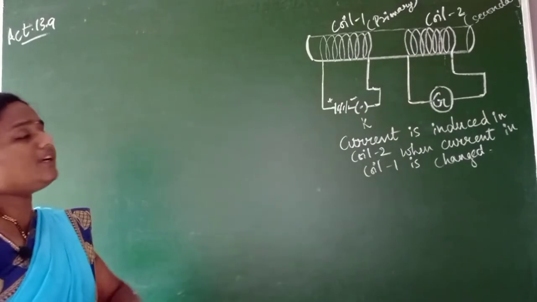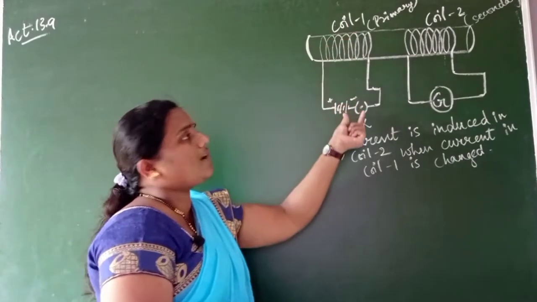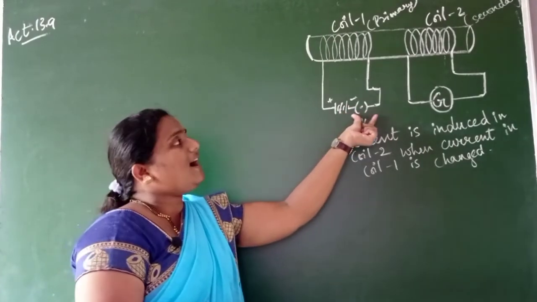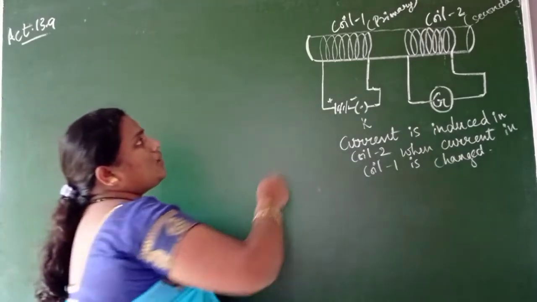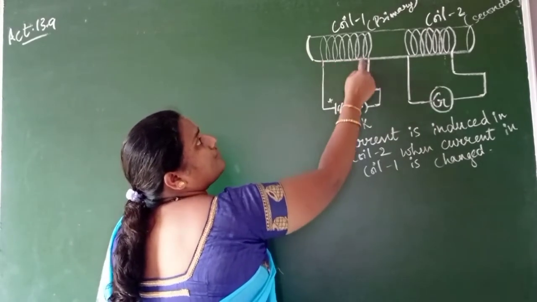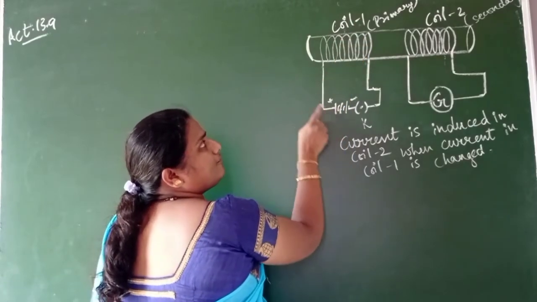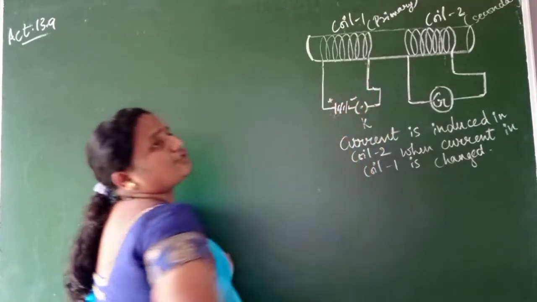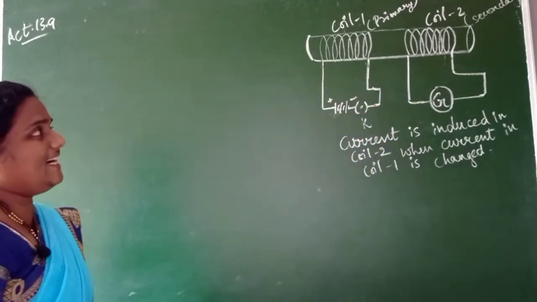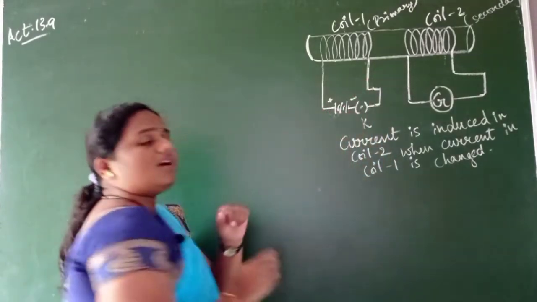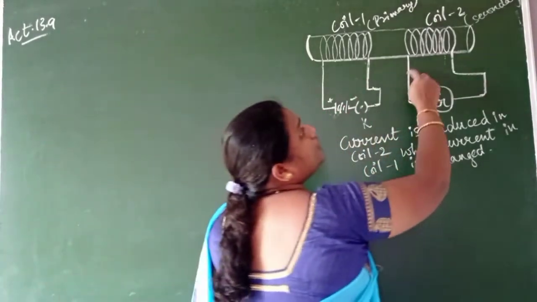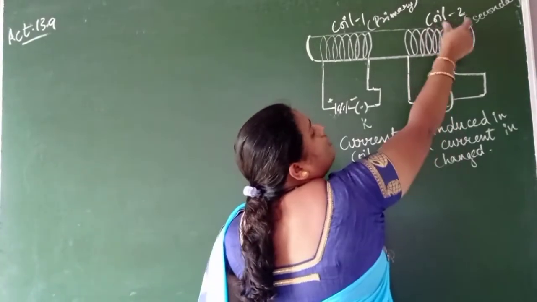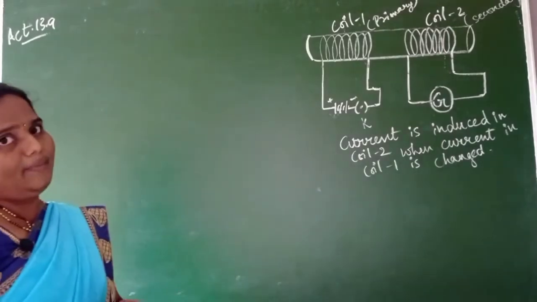So here the two ends of the first coil have to make a series connection with the battery and a plug key, children. Looking here, of the two ends of coil 1, one end is connected to the battery, and the other end is connected to the plug key. This is one part we have completed. Now how are the two ends of coil 2 connected? Very simple, children. The two ends of coil 2 are connected to the galvanometer.